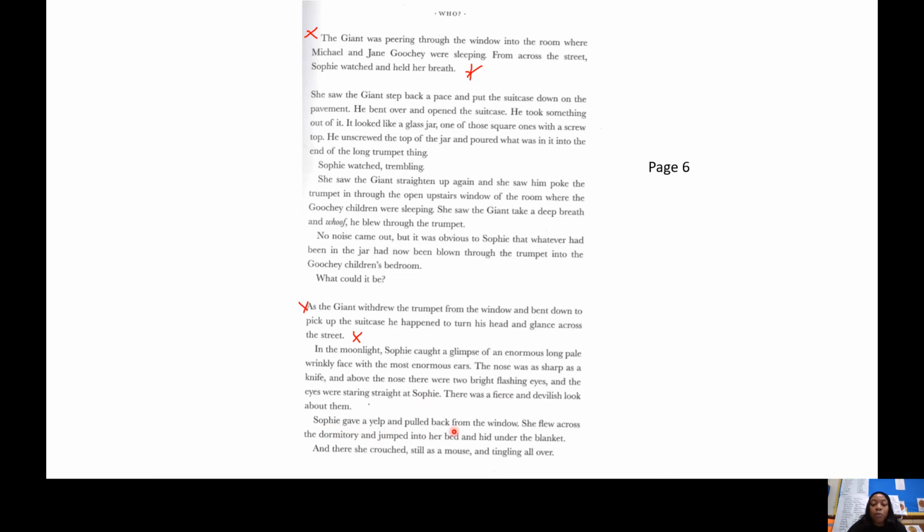Sophie gave a yelp and pulled back from the window. She flew across the dormitory and jumped into her bed and hid under the blanket. And there she crouched, still as a mouse and tingling all over.